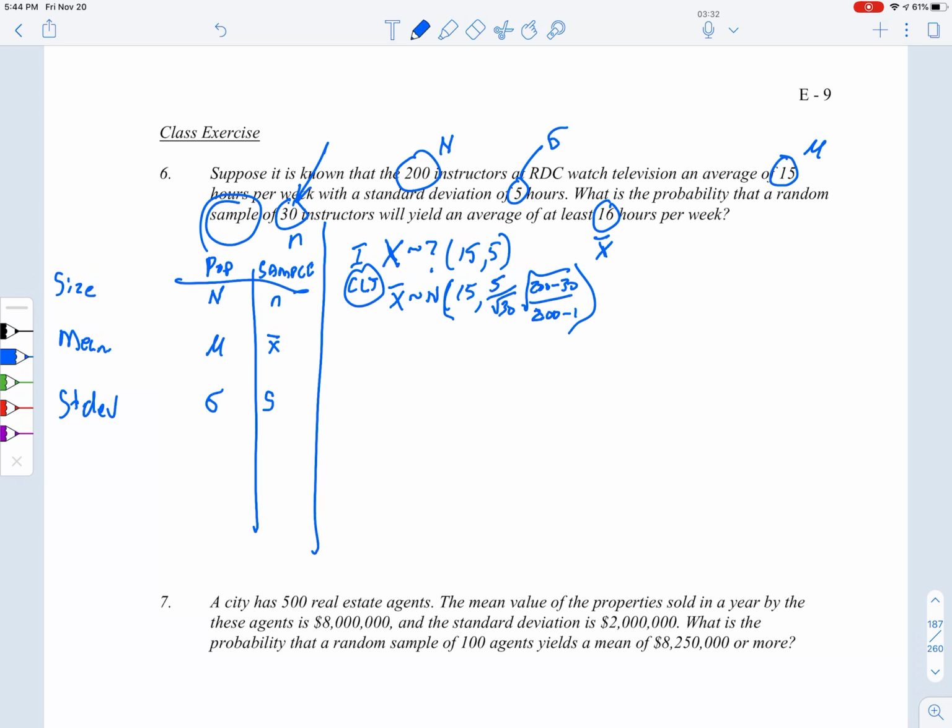All right, let's take a look at how this works here. Now, incidentally, on an exam, you wouldn't have to write that down. You could just simply write down that we are looking for the probability that we have an x bar of at least 16. So that's this statement: a sample will yield an average of at least 16 hours per week. So that's what we're looking for. Let's draw that as a picture.